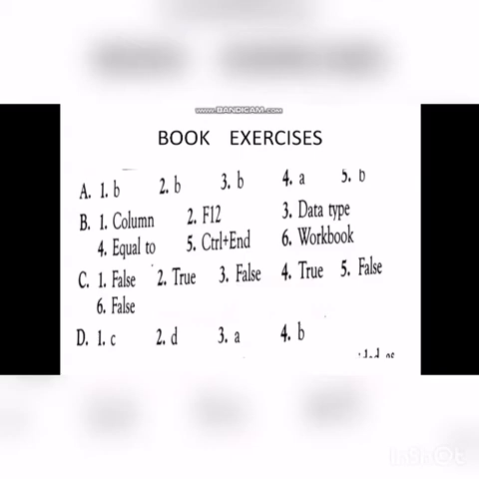Second one, fill in the blanks. The vertical division of a worksheet is called column. Second one, dash key opens the Save As dialog box, F12 key. Third one, dash describes the type of data to be entered in a worksheet. For that, answer data type. Fourth one, a formula starts with a dash sign, equal to sign.